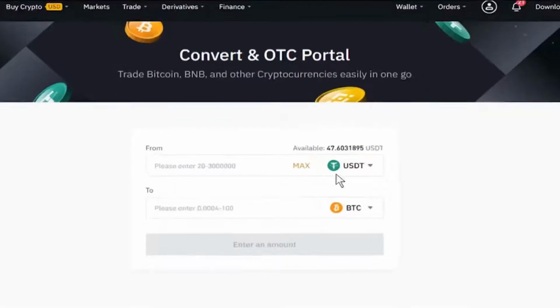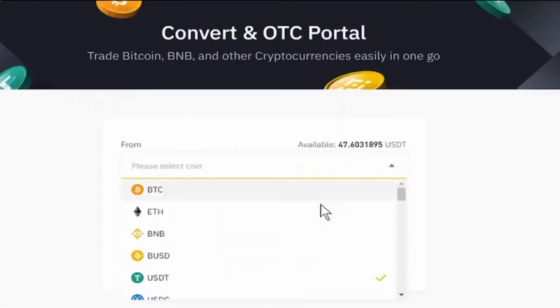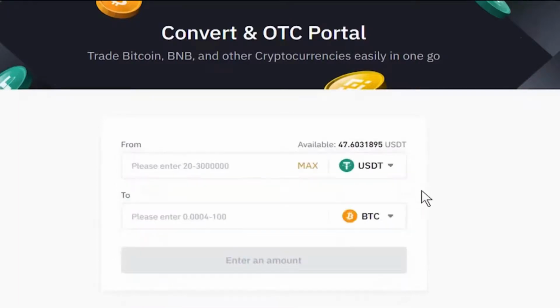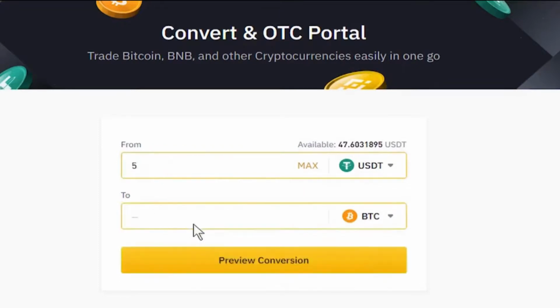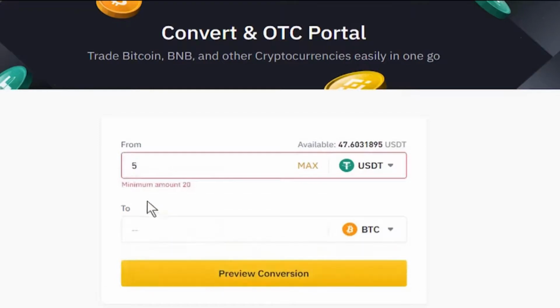In the first box here, you select the coin that you want to convert. USDT is selected for us because we have USDT available right now. And in the second box here, you select the coin that you want to convert to. As you can see, I have 47 tethers available and I want to convert it to Bitcoin. Pay attention that the minimum amount here in Convert and OTC portal is $20. For example, if I enter here 5 and click on preview conversion, you see that here we get the error that the minimum amount is 20.